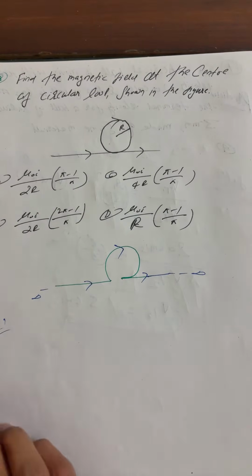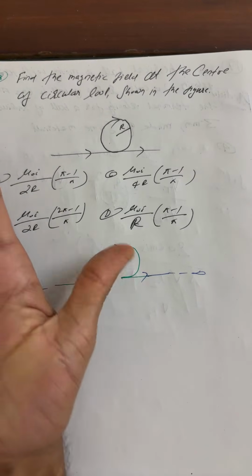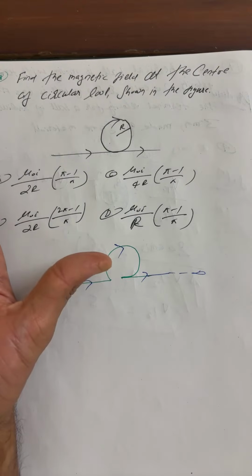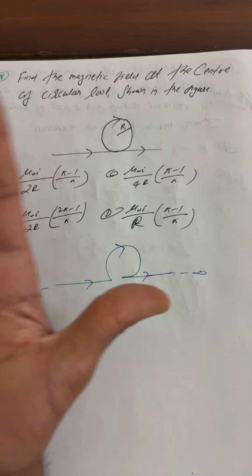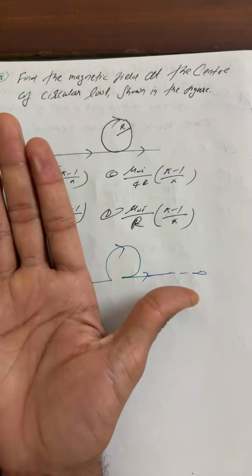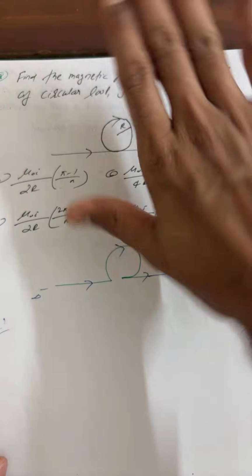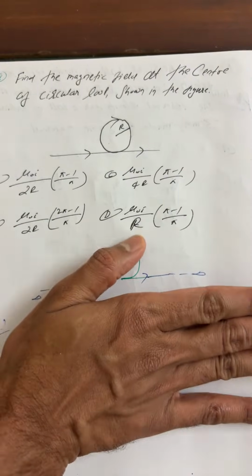Solution. Due to this current carrying wire, what is the direction of magnetic field? How can we take direction? Always you can put the finger in the direction of current. So this is the direction of current, outward. Due to this current carrying wire, direction is outward. Due to the circular loop, what we can say? Inward. Keep in mind.